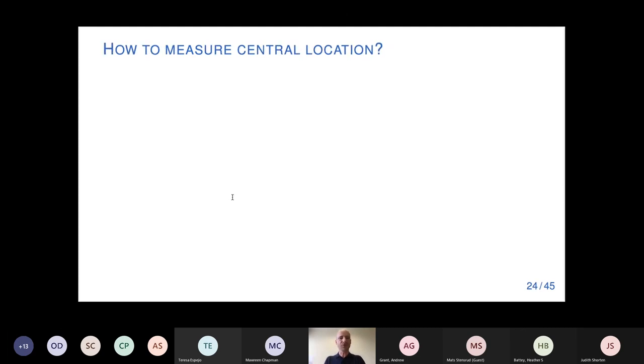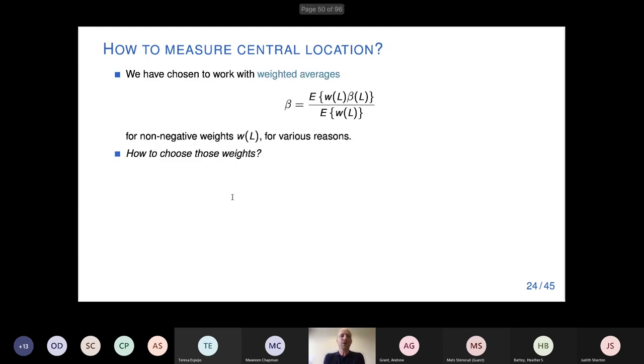Now, how do we measure that central location? Well, we've chosen to work with weighted averages because those are relatively easy to communicate. Again, for each stratum, we measure the association between exposure and outcome, and I call that beta L. And so we basically take a weighted average of those components with non-negative weights.